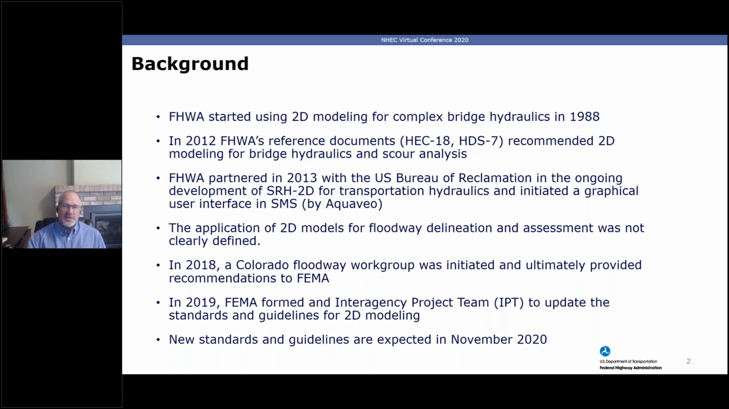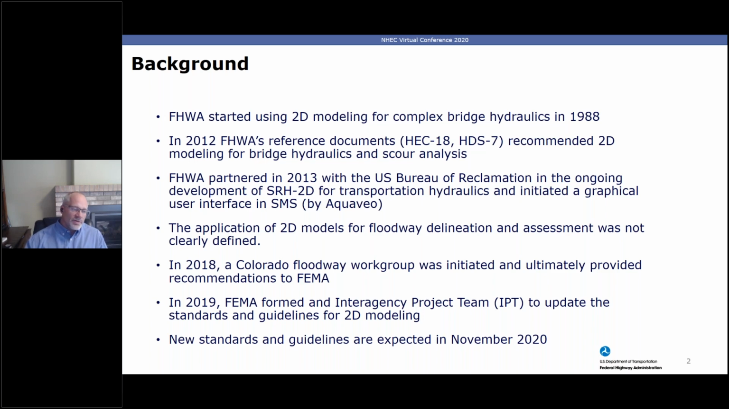But since then, we recognize the need for improvements in making the model development and the model results review a lot easier for users. So in 2013, we entered in a partnership with the U.S. Bureau of Reclamation in the ongoing development of the SRH-2D model for transportation hydraulics. And we also initiated a custom graphical interface development in the SMS software package by Aquaveo.